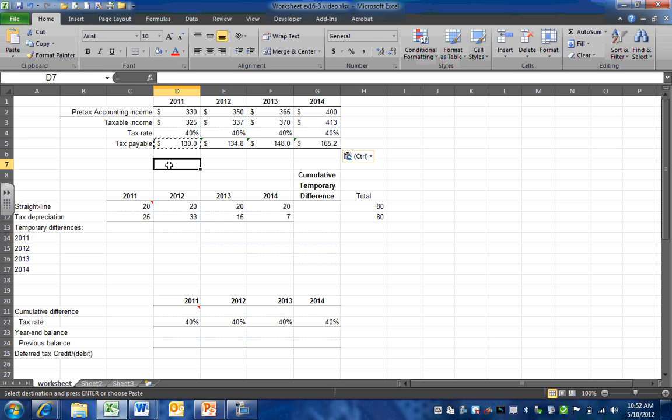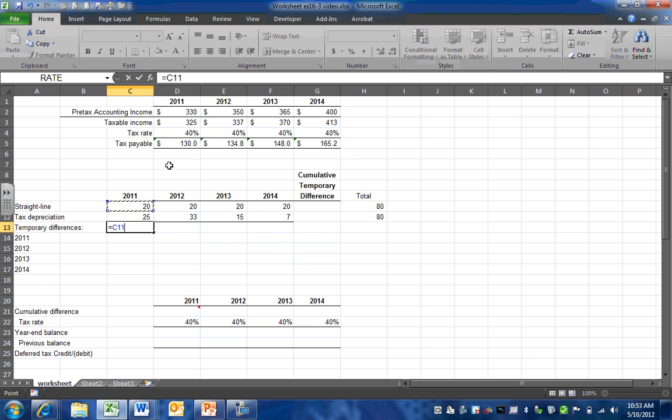So now let's take a look at our timing differences in the next step. To do this, we're going to look at the timing difference each year. So we're going to take the straight-line depreciation and subtract out the tax depreciation. So in 2011, we have $5 million more on our tax return than on our income statement.